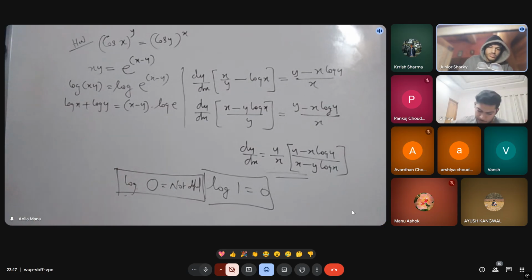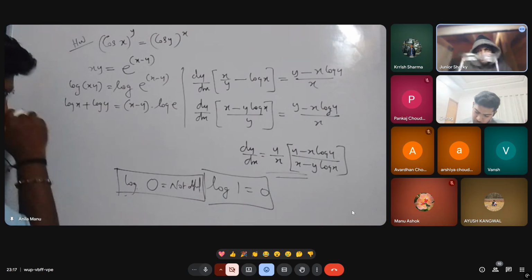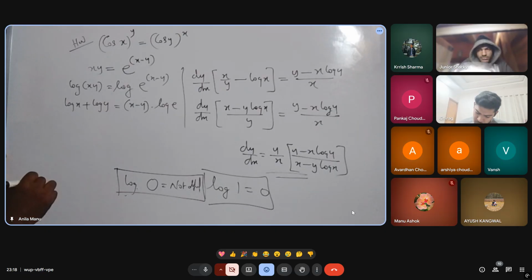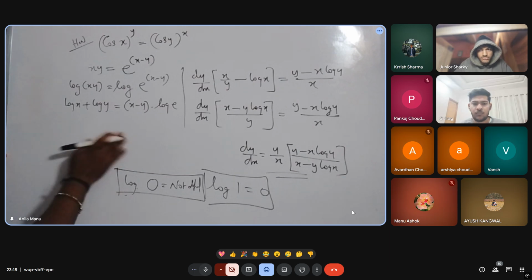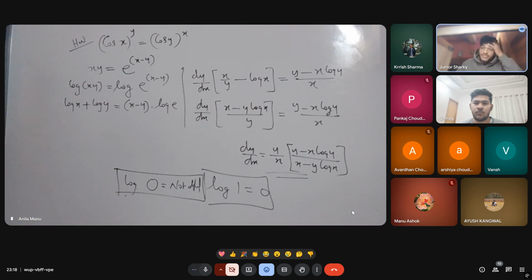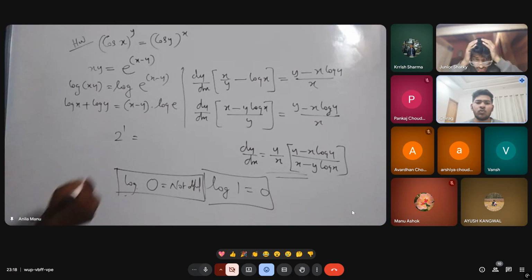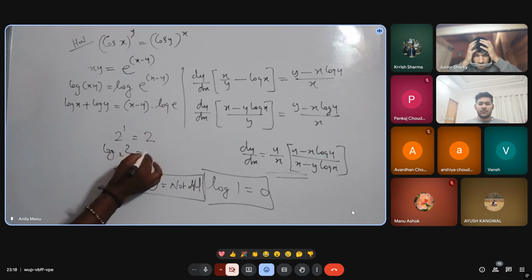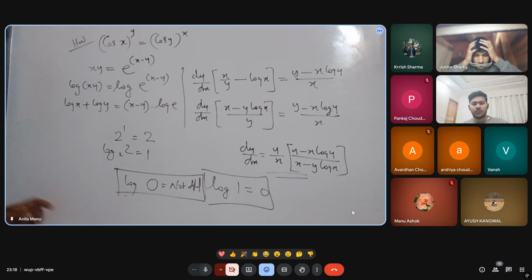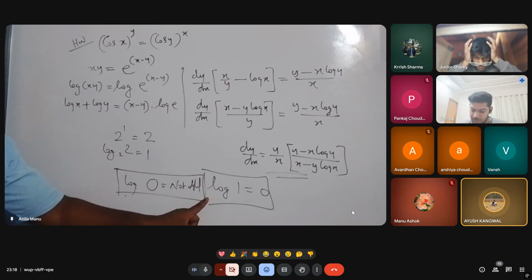Okay. Next one. What is 2 raised to 0? Okay. What is 2 raised to 2? 1 minute. What is 2 raised to 1? 2. So you can write it as log 2 to the base 2 is equal to 1, right? Yes, sir. Okay. Do you know these two properties? Log 1 is 0, log 0 is not defined. Yes, sir. Okay.